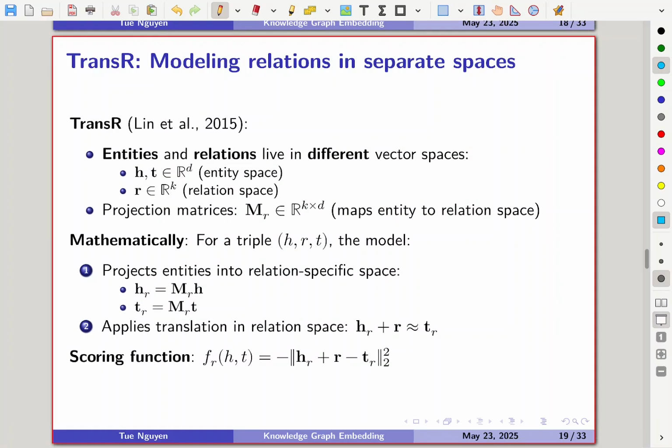The third extension is TransR, proposed by Lin et al. in 2015. And in this approach, entities and relations live in different vector spaces.